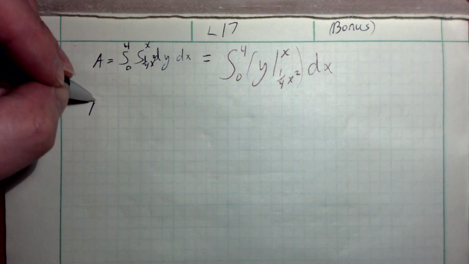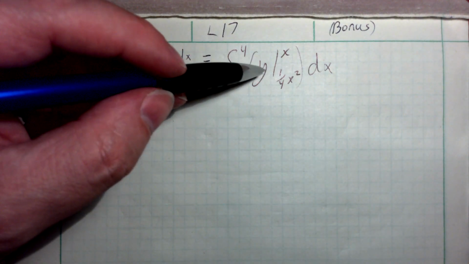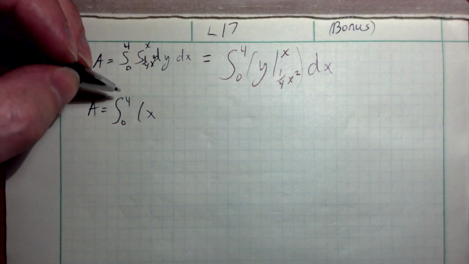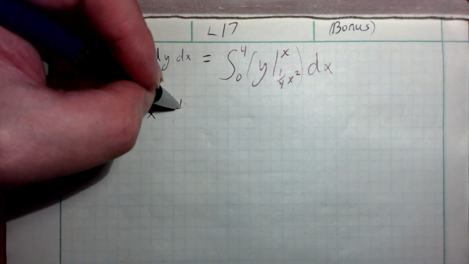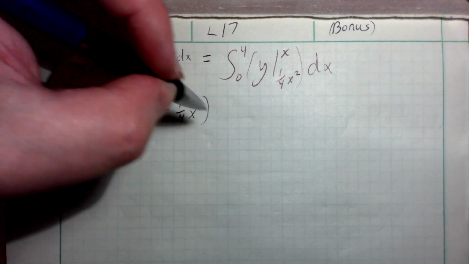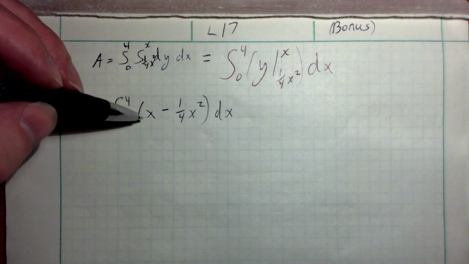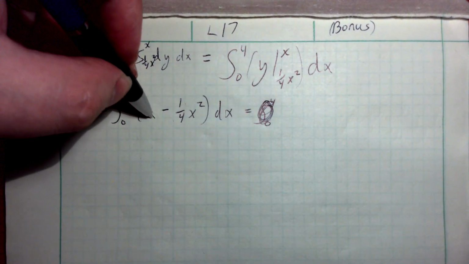Let's evaluate the value. So the area is going to be the integral from 0 to 4. I'm now going to take y evaluated at x, so it's just going to be x, minus y evaluated at this value, 1/4 x squared. So I'm now going to integrate this with respect to x. It's not a hard integral. It's just a second order polynomial. So here I'm going from 0 to 4, and I'm going to go ahead and do the integral.